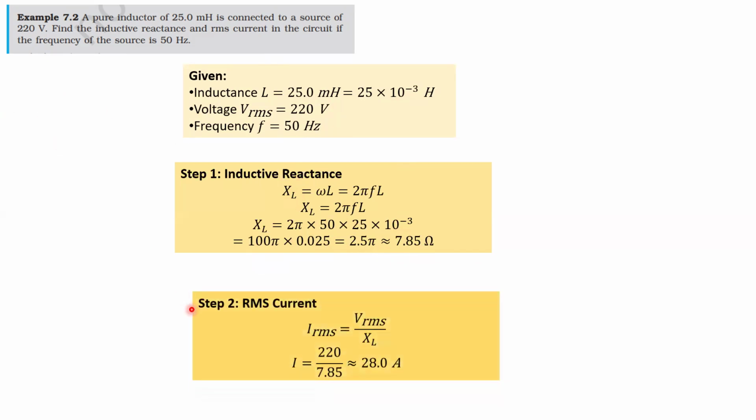Okay. We'll go for the second part of the question. What is RMS current? This is across inductor. So, voltage equal to I into XL, right? So, IRMS equal to VRMS divided by XL. VRMS is given as 220 and XL we got here 7.85. If you simplify, you are getting nearly 28 ampere.